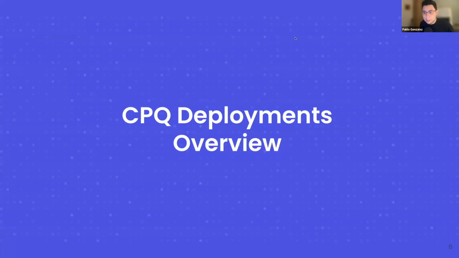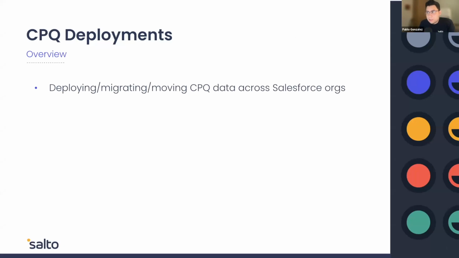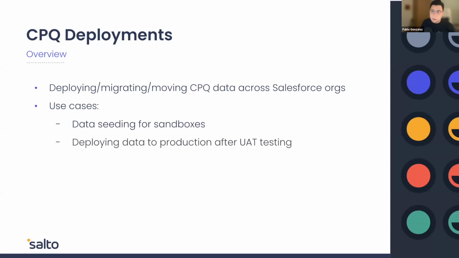So let's talk about CPQ deployments. In general, we define a CPQ deployment as the act of deploying, migrating, or moving, whichever verb makes sense, CPQ data across different Salesforce orgs. There are different use cases for this. One could be data seeding. If you have a developer sandbox that doesn't have any CPQ data, it's impossible to do anything CPQ related. So you may want to do a deployment from production or UAT into that dev sandbox to seed it with realistic CPQ data. It could also be the other way around, right?